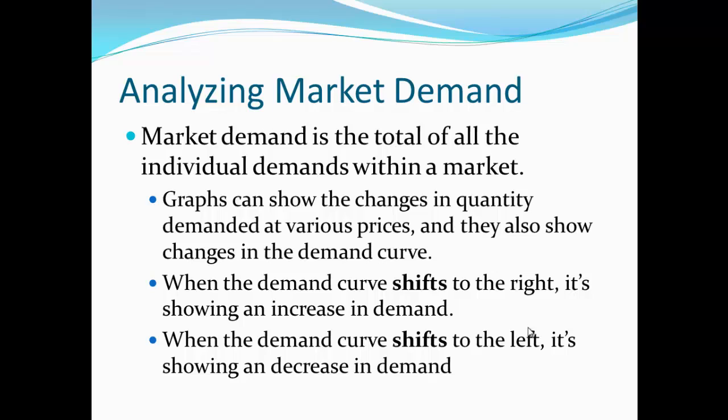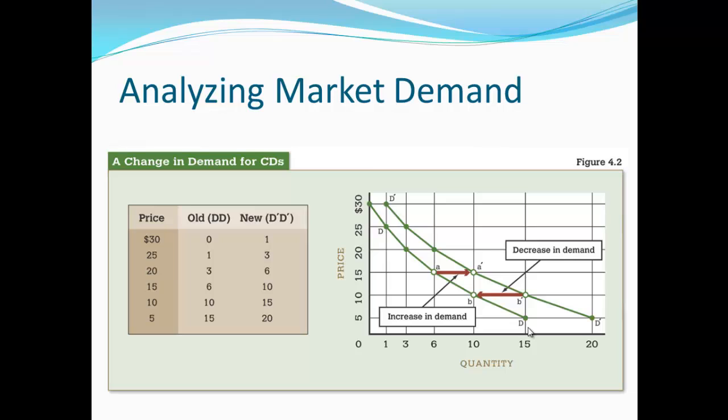So if a demand curve shifts, which basically means that we are drawing a whole new curve, if it shifts to the right, we are showing an increase in demand, and this would be for some reason other than price. If a demand curve shifts to the left, it is showing a decrease in demand, and again, this is for some reason other than price. If the price just changes, it is just a point along the original demand curve.